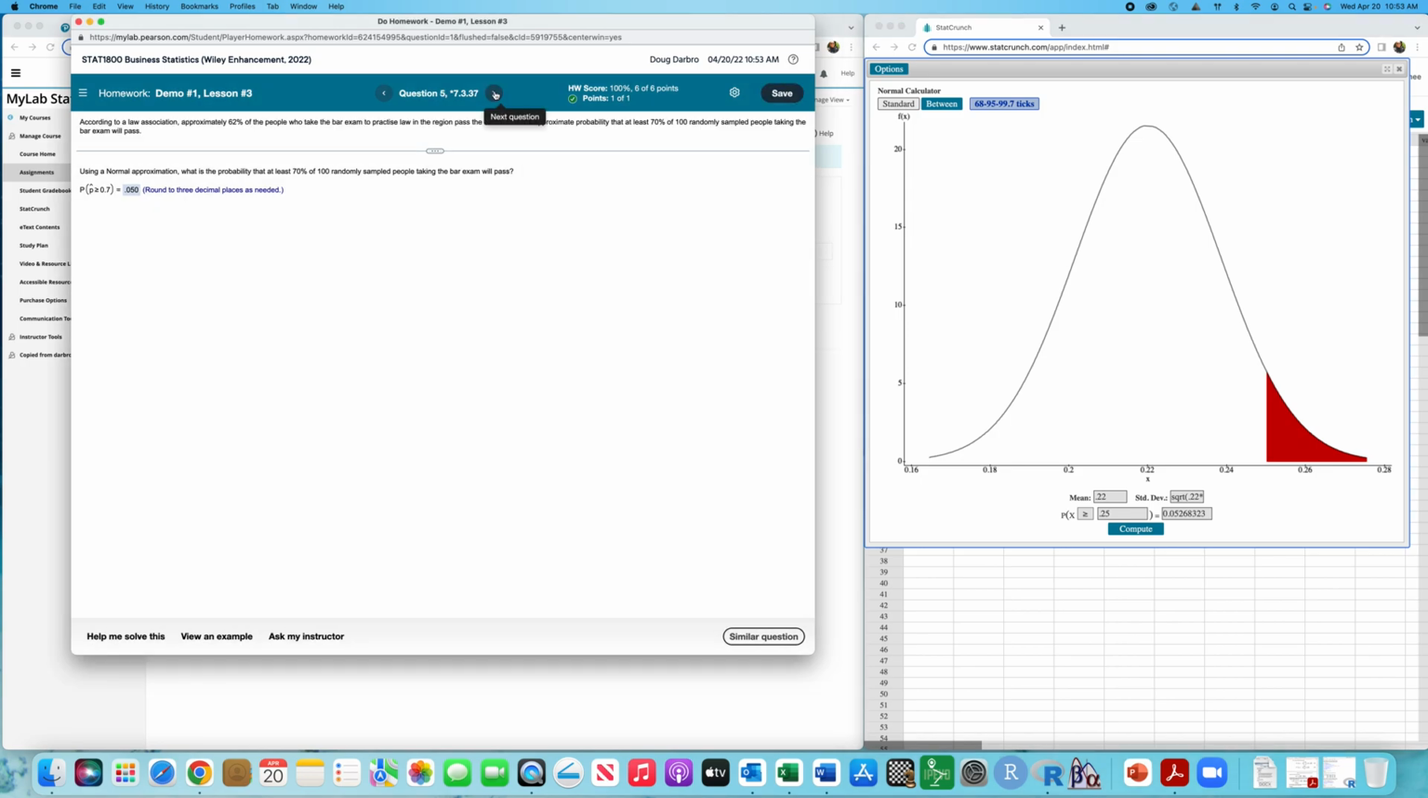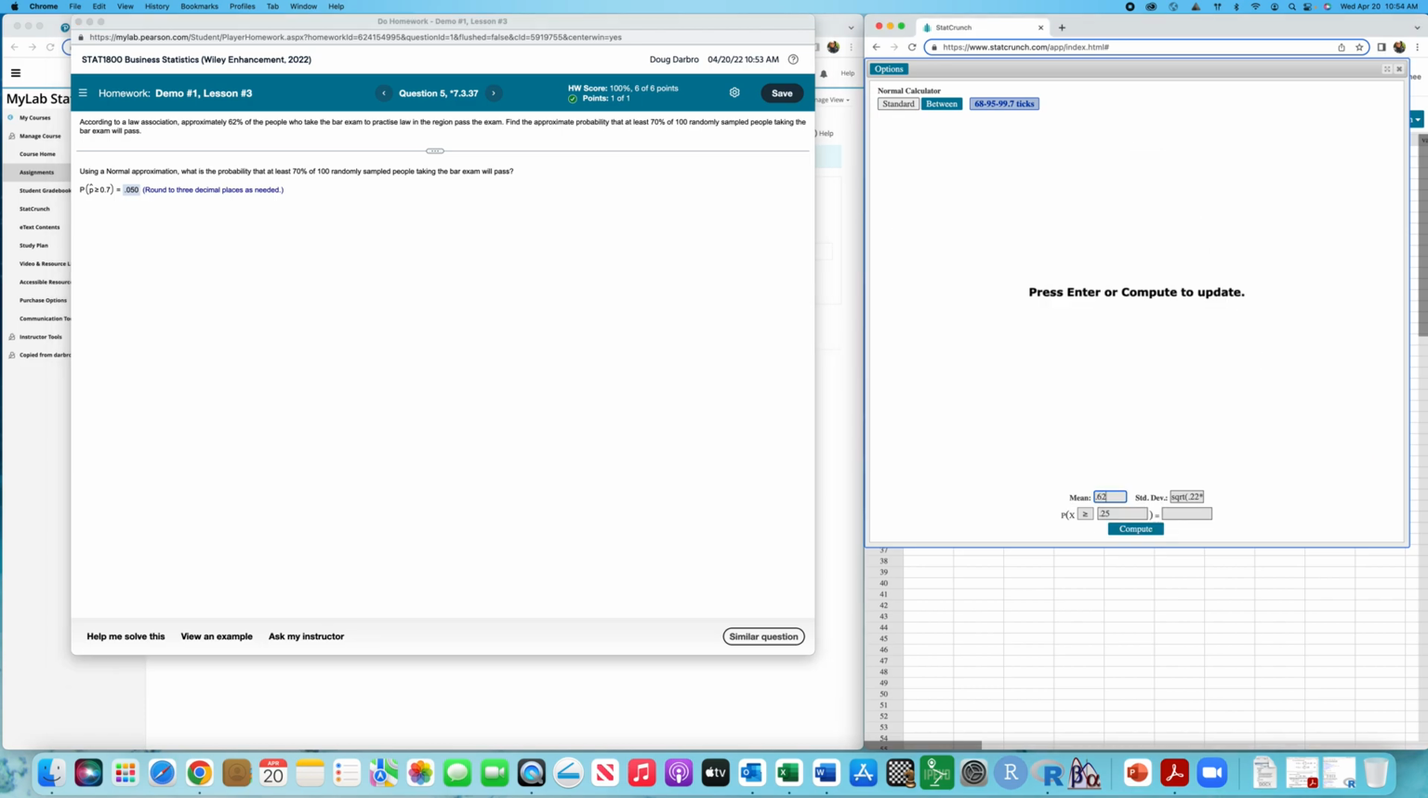That was quick. According to a law association, 62% of people who take the bar pass the exam. Okay, well, that's comforting. Find the approximate probability that at least 70%, so that means 70% or higher, of those taking the exam will pass. All right, let's do it. So they claim that 62%. So I need the square root of 0.62 times 1 minus 0.62. Again, I could do that in my head and see that's 0.38.